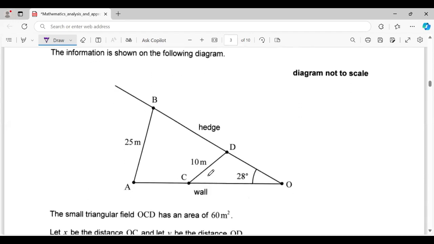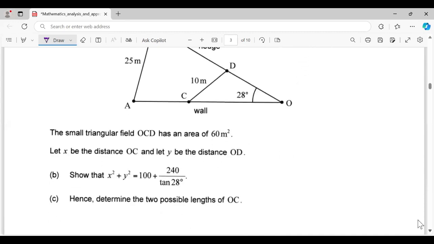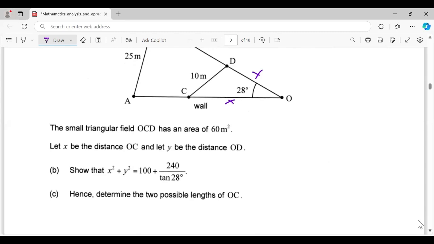So this is the fence CD, 10 meters. The small triangular field OCD has an area of 60, so this area is 60 meters squared. Let X be the distance OC, so this is X. And let Y be the distance OD, this is Y. Show that the equation X squared plus Y squared equals 100 plus 240 over tangent 28.